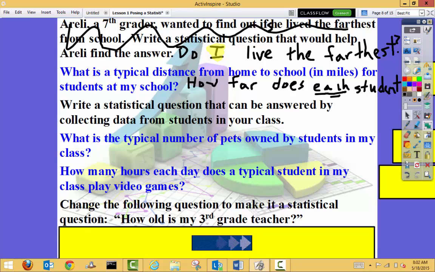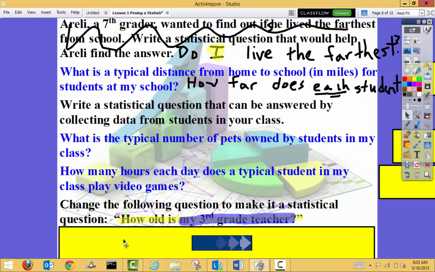All right, my last one on this page is change the following question to make a statistical question. How old is my third grade teacher? Well, again, here's our problem. We're focusing on a single person, my third grade teacher. You only had one third grade teacher. So how can we change this to a statistical question?